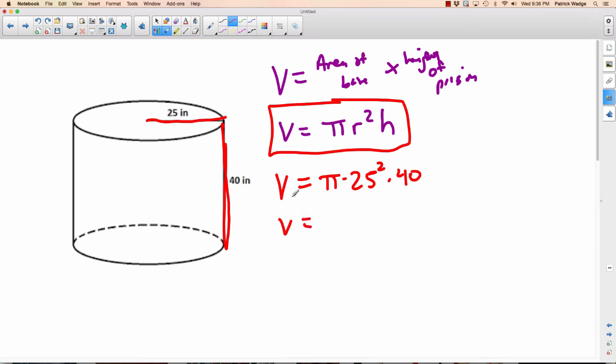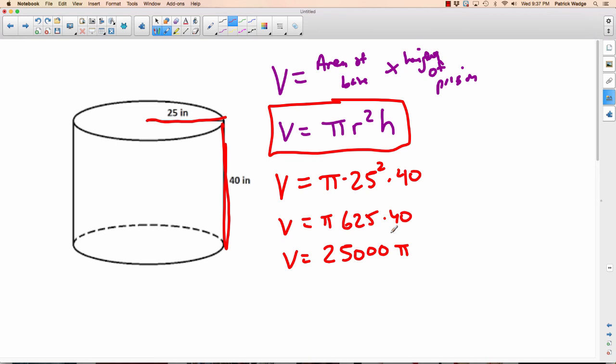So there's two ways you could do this. One way is you could do your 25 squared. You should do that first actually, and get 625 times 40, and we still have our pi. So that gives you 25,000 pi. That's a totally acceptable answer. It's actually the most exact answer.